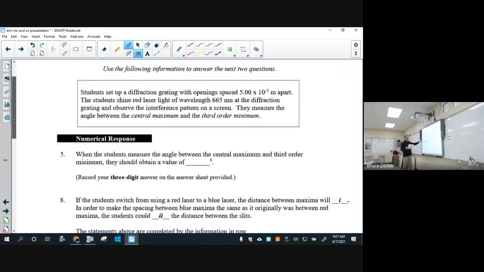Numeric response number 5. We get a diffraction grating with openings that are 5 times 10 to the negative 5 meters apart. That's going to be little d.